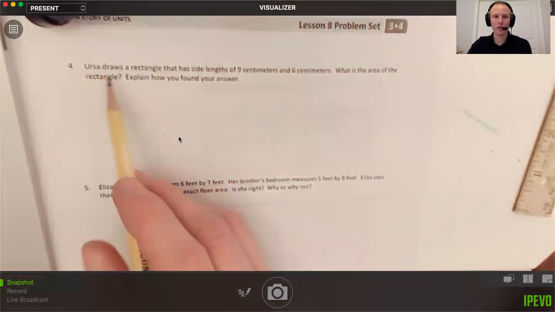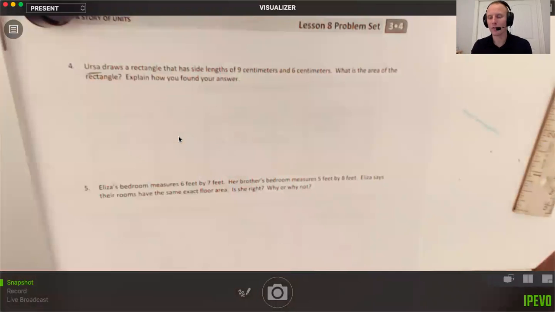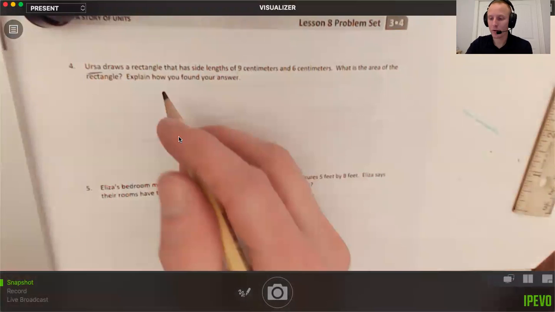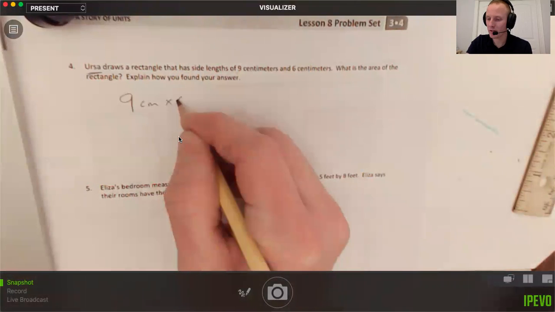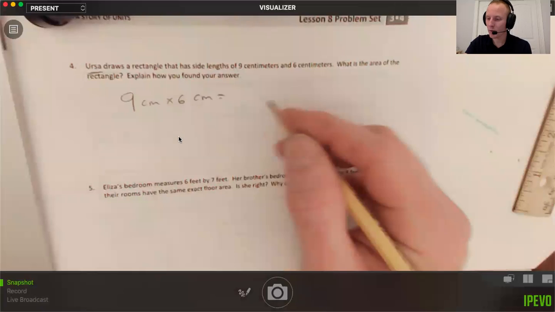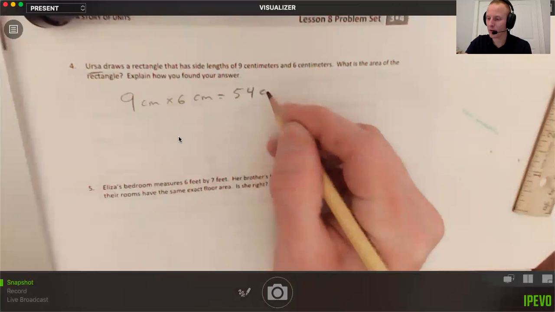Ursa, or you, because we can just call people by their first letter in our math problems. We don't need to get hung up on the names. You draws a rectangle that has side lengths of 9 centimeters and 6 centimeters. What is the area of the rectangle? Explain how you found your answer. You can draw it if you want. You don't need to. You could say 9 centimeters times 6 centimeters equals 54 square centimeters.